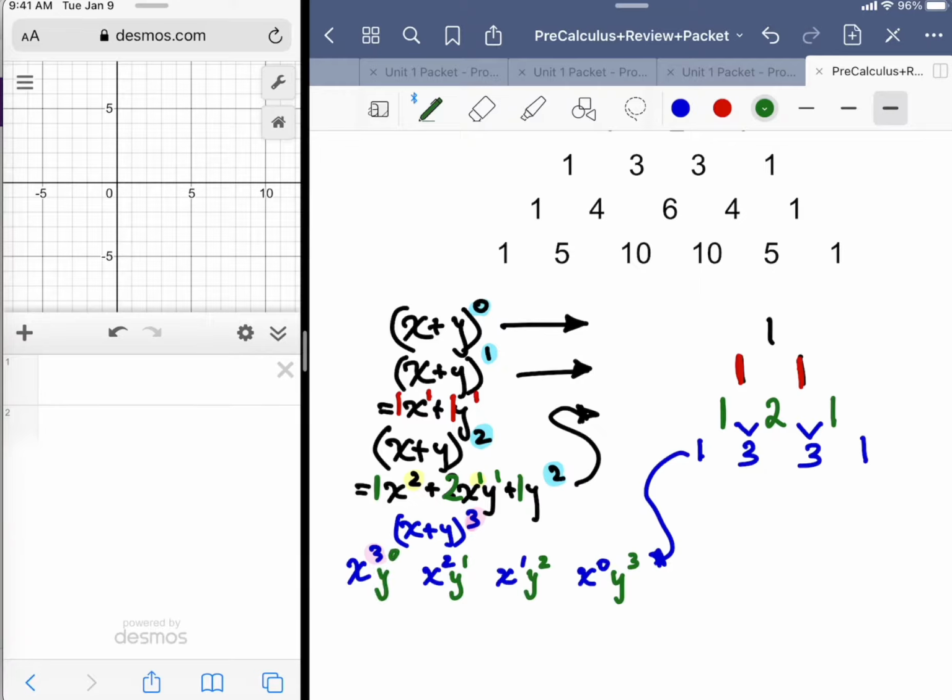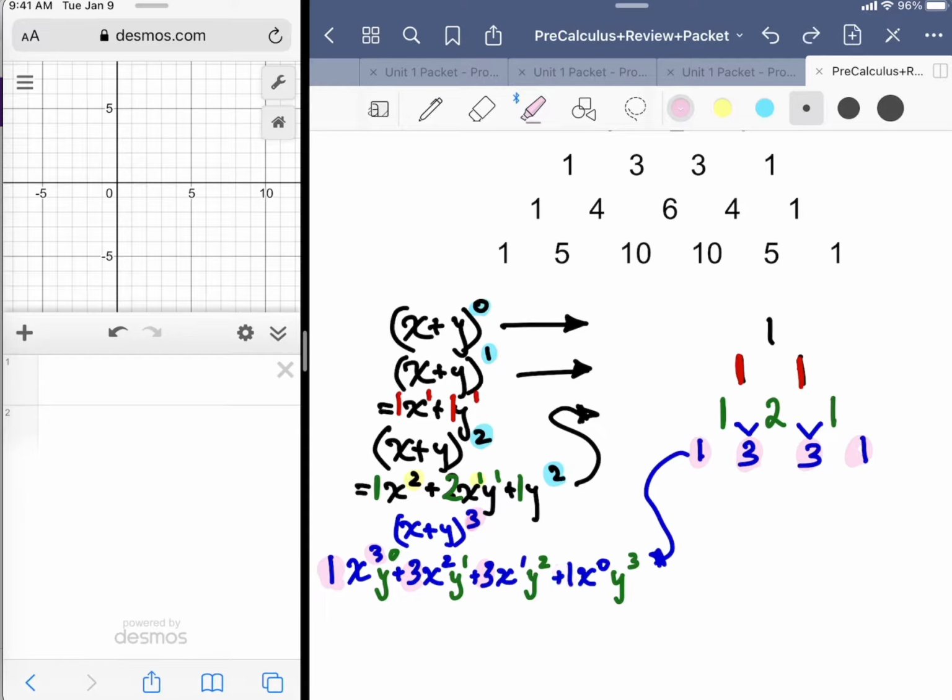Then lastly, I just need to put my coefficients in. My coefficients are 1, 3, 3, 1. They're all positive. So I'll just use blue again. 1, 3, 3, 1, all positive. I don't need to lead off with a positive sign because it's just going to disappear anyway. But these coefficients become exactly what they are, coefficients within the polynomial.